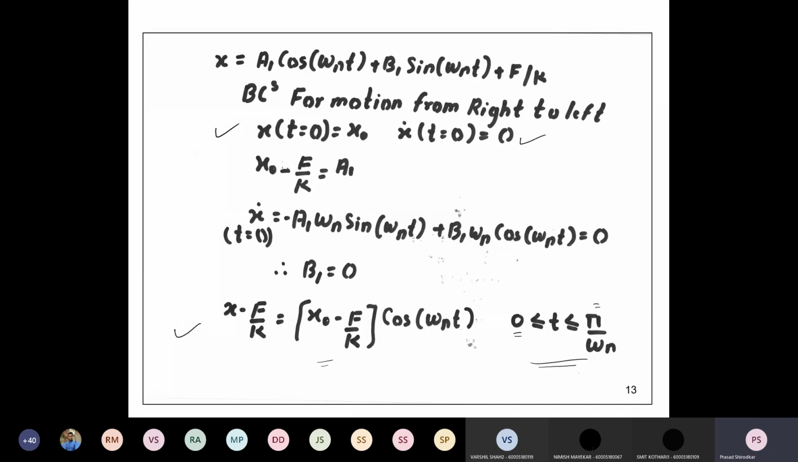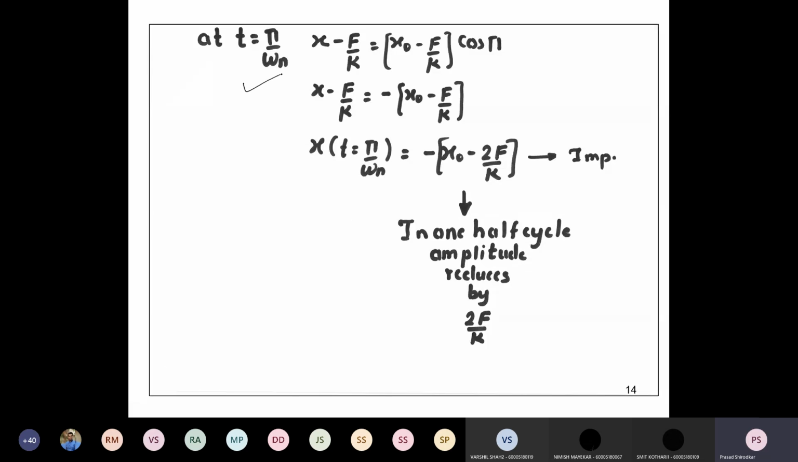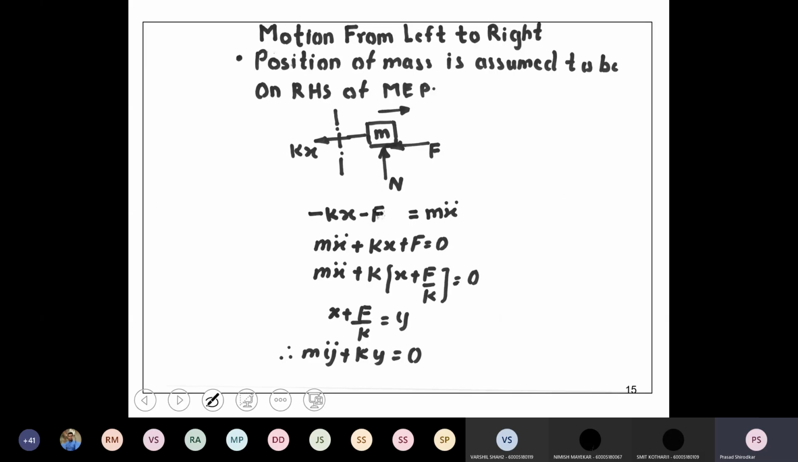Similarly, using that we derived the displacement when t is equal to pi by omega n, that is when the mass is at the end of the first half of the cycle. We deduced the displacement at t is equal to pi by omega n, and it was minus x0 minus 2f by k. And this is important because this becomes one of the boundary conditions when we solve for the next half of the cycle. In the next half of the cycle, the mass moves from left to right.